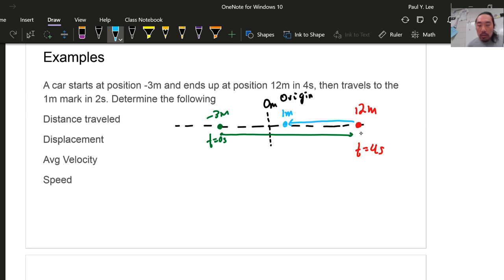So from here to here is 4 seconds, and from here to here is 2 seconds. So we are looking at a total of 6 seconds when we reach the 1 meter mark. All right, let's do total distance traveled.